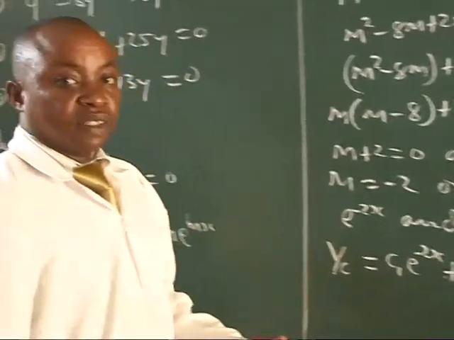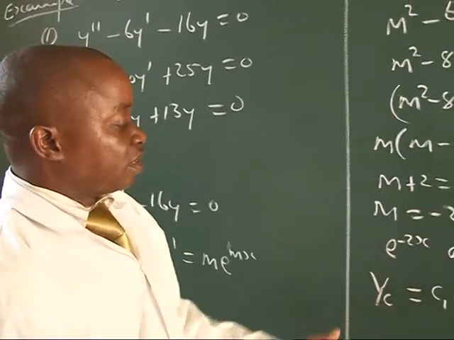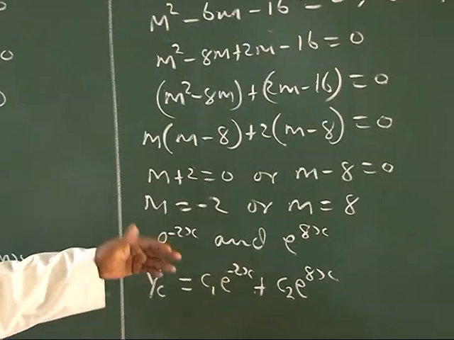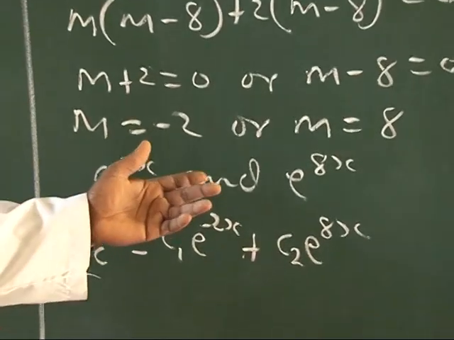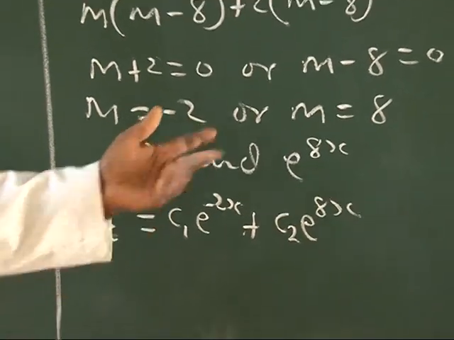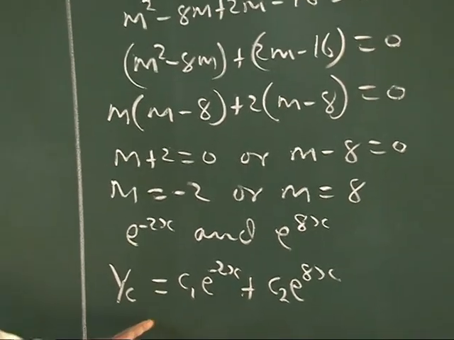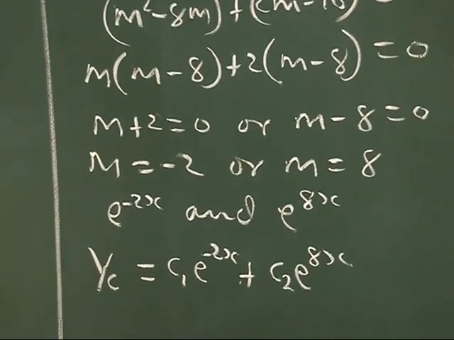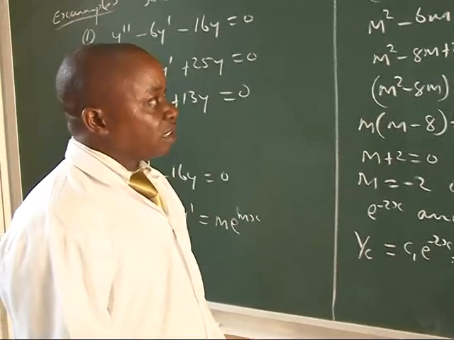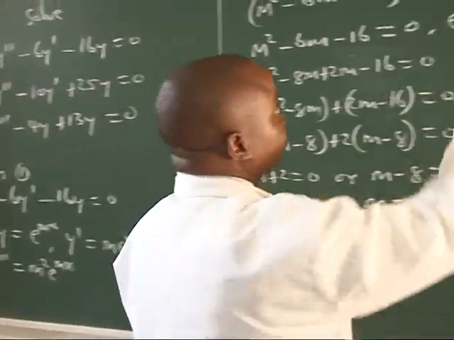It's just that. When you solve for the values of m, of course you have m1 and m2. So you substitute in the general solution, and that's all. It's very simple. Now we'll do 2.